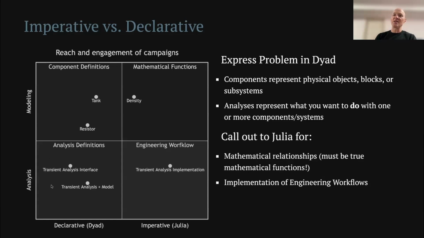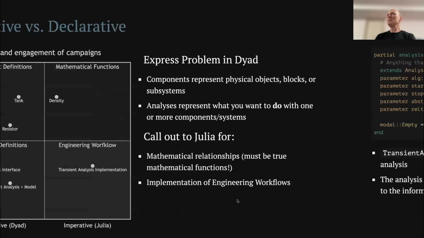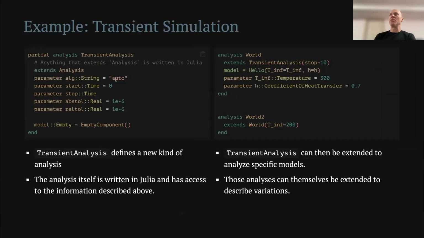And we use the Julia language to implement those things. So we have a way of describing what an analysis is and how we want to use it over here. And then we have a way of implementing the actual analysis on the Julia side. So we end up with this sort of four-quadrant view of modeling and analysis. And it just demonstrates the nice complementary relationship between Julia for the imperative side and Dyad for the declarative side.